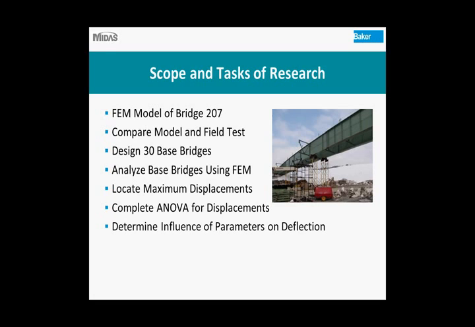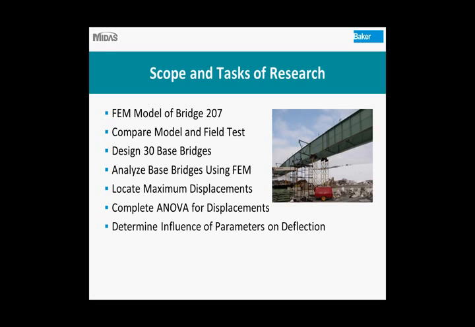The first step was to create a finite element model of Bridge 207. And Bridge 207 was actually field tested throughout the entire construction process. Whenever the steel girders were fabricated at the steel yard, they were instrumented with strain transducers. And throughout each step in the construction process, those transducers were monitored. So we had a vast amount of field data available for Bridge 207. So we're going to create a finite element model of that and then compare those model results to the field test results.